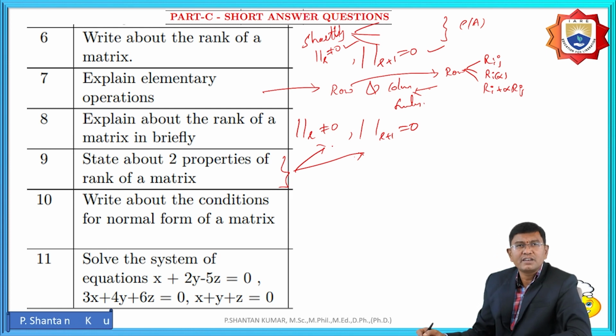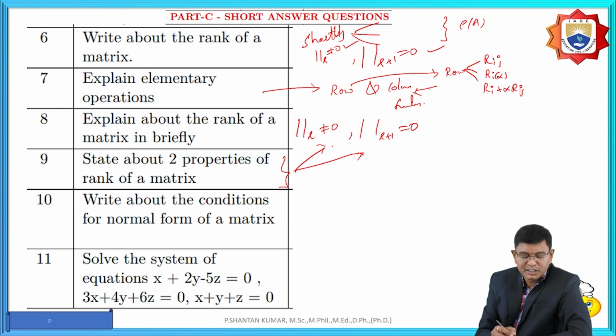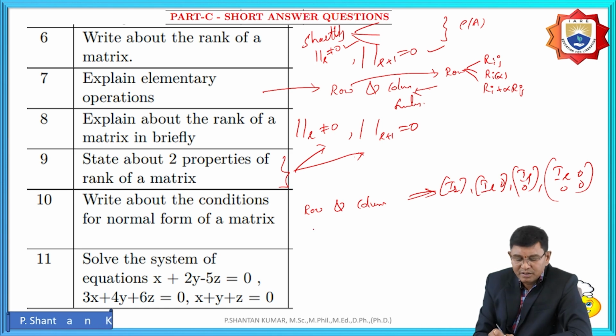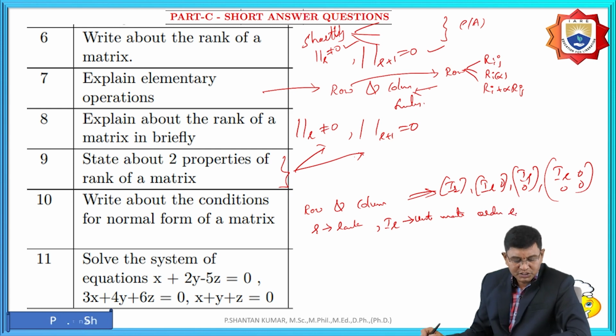Write about the conditions of a normal form. Conditions means that by applying row and also column operations, finally the matrix is reduced to I_r, [I_r 0], [I_r; 0], and [I_r 0; 0 0]. These are the normal forms, where r is the rank and I_r is the unit matrix of order r.